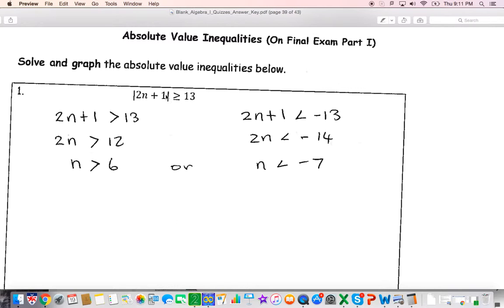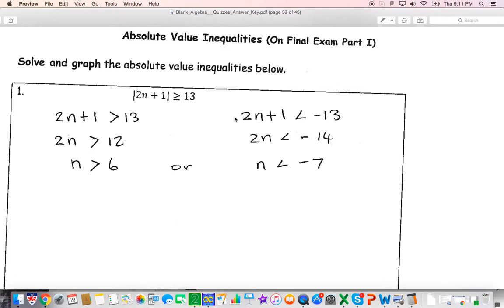But that absolute value means that it can also be related to negative 13. So in order to make your second inequality, you have to flip the sign to negative, and also flip the direction of this sign. So now we have a second inequality, and we spoke about why in class.